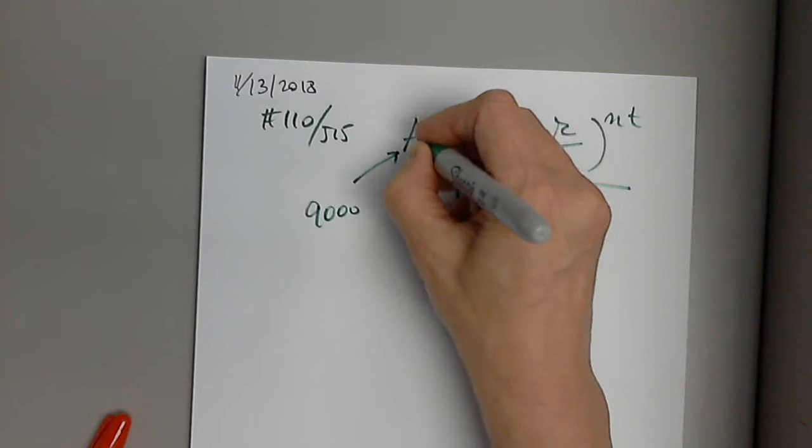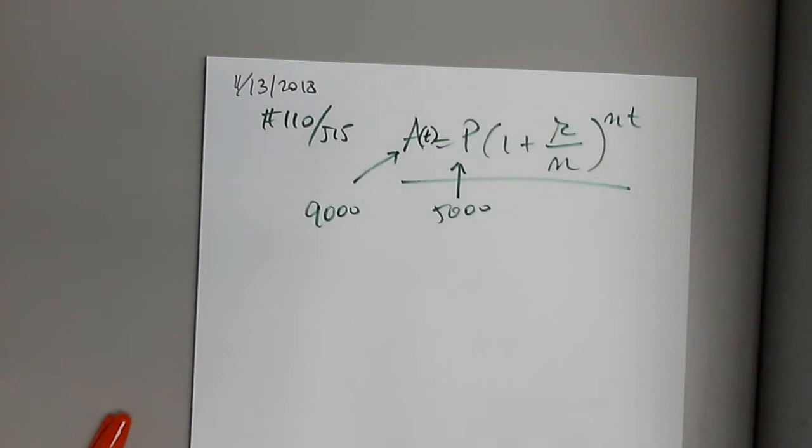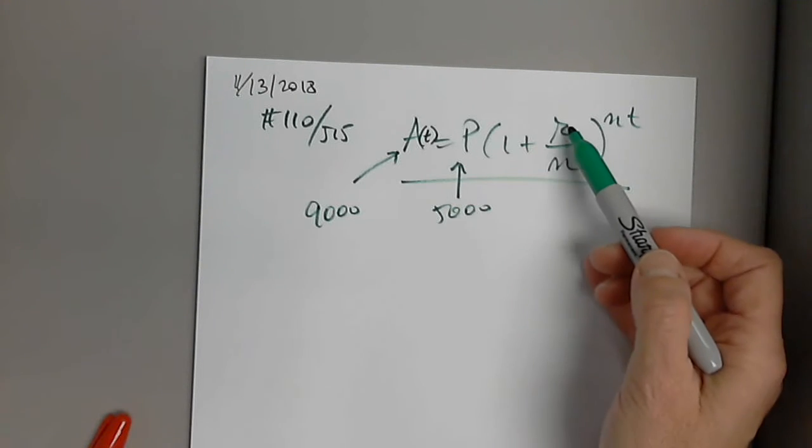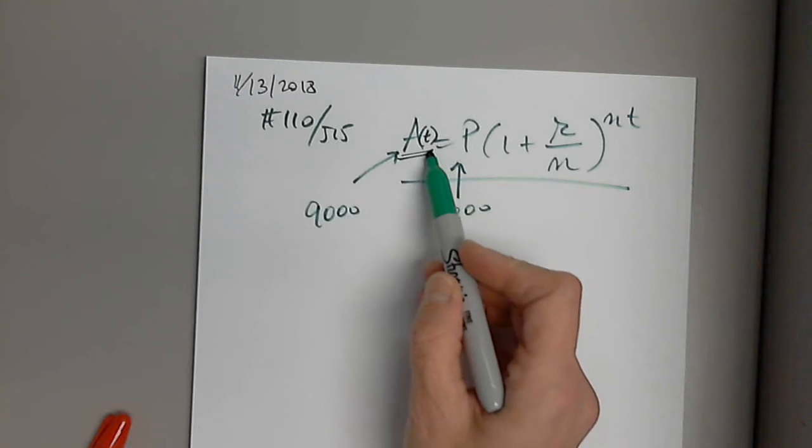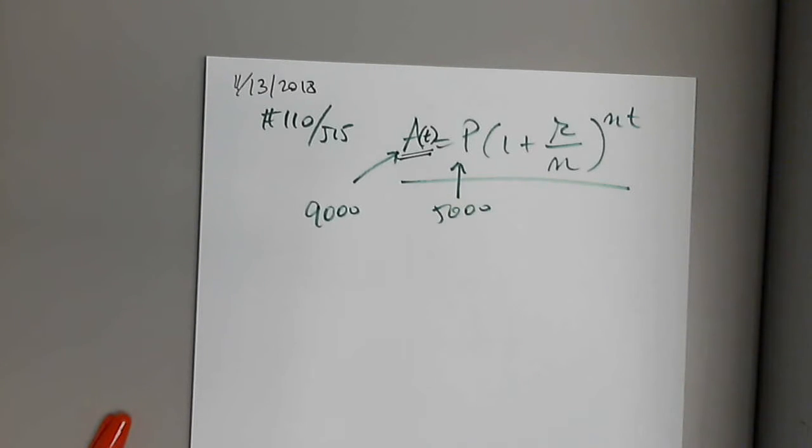Now, the correct model should be A of t. t is the variable in the problem. r is a constant, n is a constant, P is a constant. So it should be clearly stated by the book. For some reason, they don't.